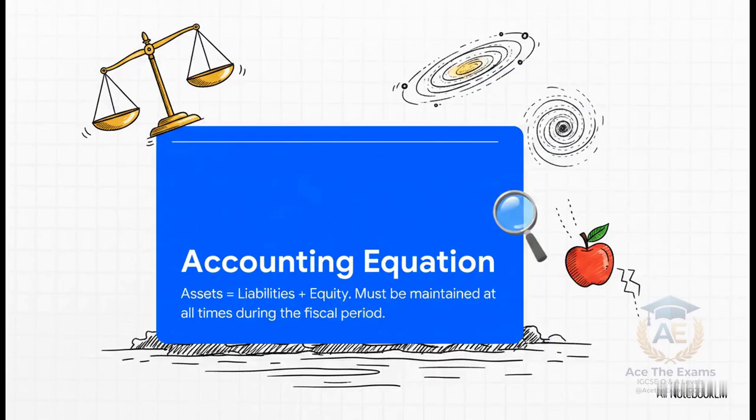Sitting right at the very center of all this terminology is the accounting equation. Assets equal liabilities plus equity. You need to treat this like an absolute, unbreakable law of physics. It has to be maintained at all times during the fiscal period. Precisely. If your equation doesn't balance, well, you've broken that law of physics somewhere in your workings, and the entire financial structure just collapses.